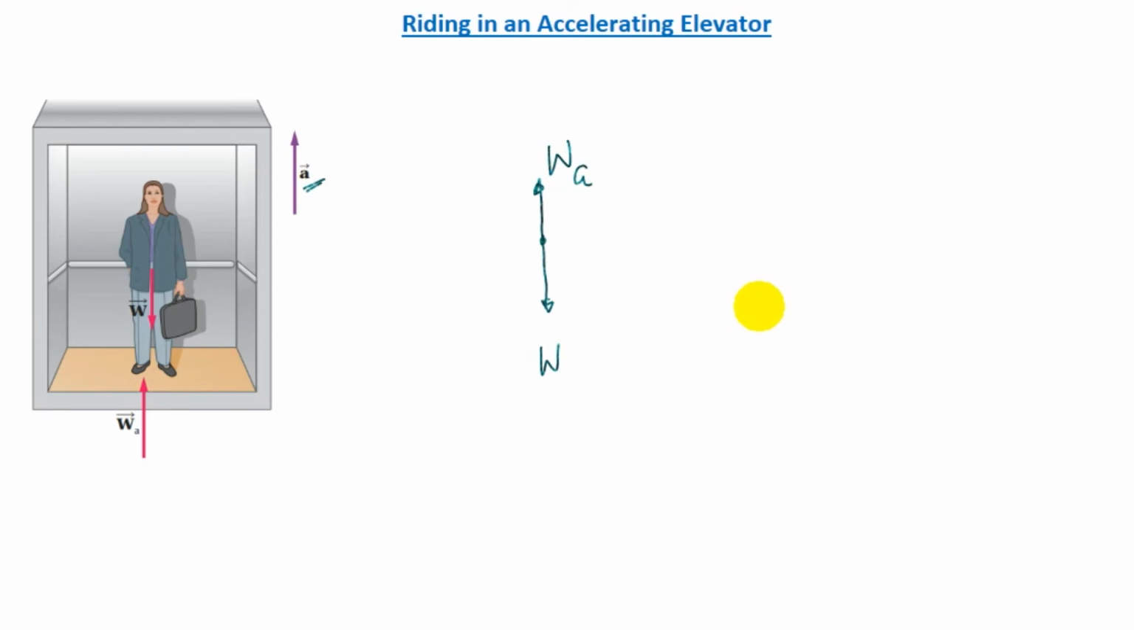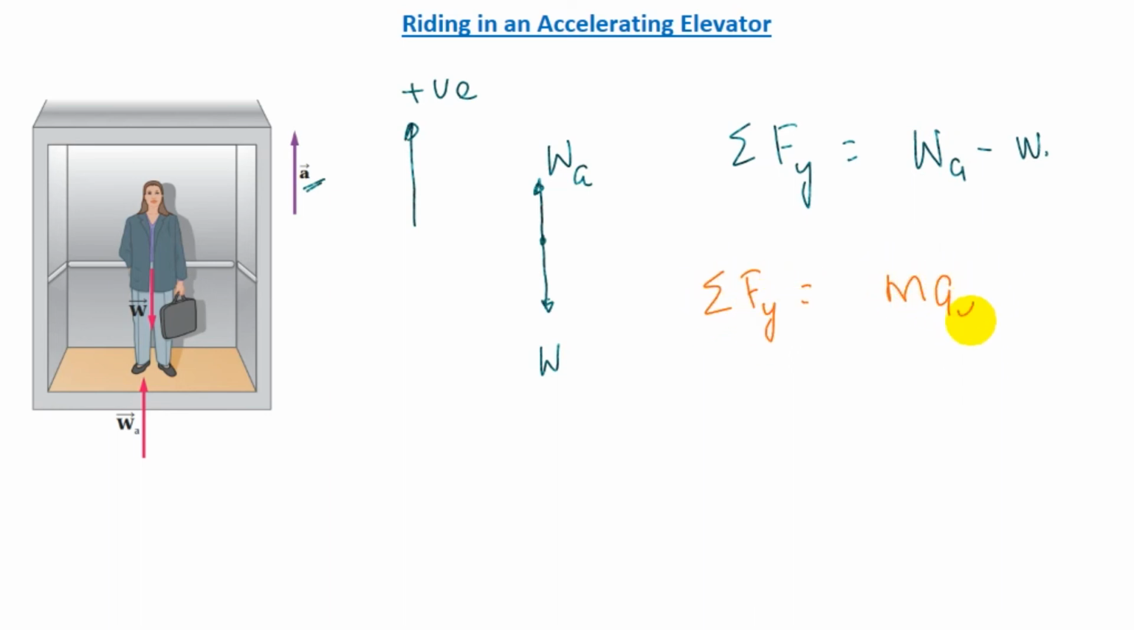Now we can apply Newton's second law to find the value of this WA. So the net force in the vertical direction, this direction we are taking to be positive. So sigma Fy would be WA minus W. And from Newton's second law we can write that sigma Fy is equal to m times ay. Now ay we have equal to a. From here we have WA minus W is equal to m times a. Now from here WA will be equal to W plus ma.